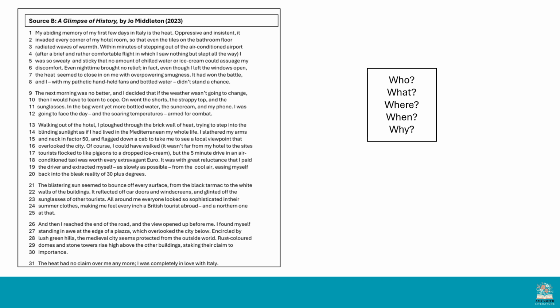2023 is very recent, so already we're thinking about the differences between Dickens travelling in the Victorian period with very limited technology and Joe Middleton probably on a plane, probably with her phone, probably with lots of technology, and in a situation quite similar to some of us maybe when we go on holiday.